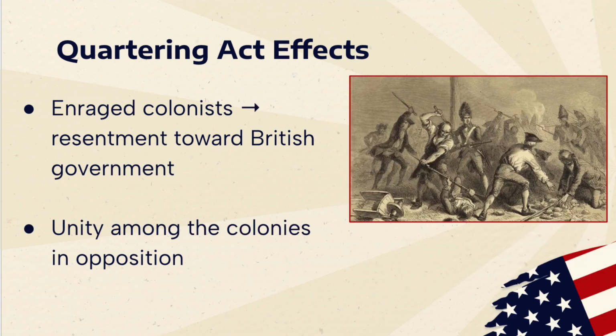The effects of the Quartering Act directly contributed to the escalating tensions between Britain and the American colonies. It increased resentment toward the British government, helping to inspire revolutionary revolts. The act was seen as part of a broader theme of oppressive policies, which eventually ended in the American Revolution. It also created a really strong sense of unity among the colonies in opposition to British interference.